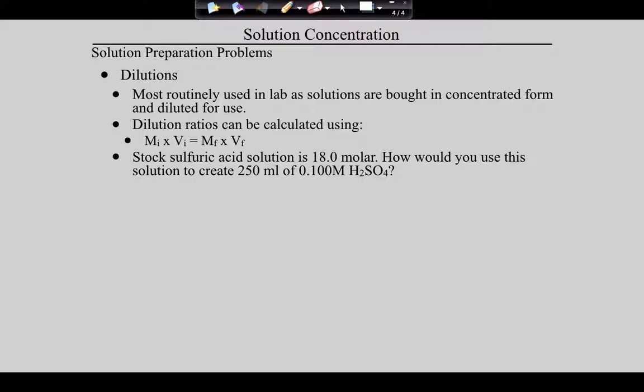Stock sulfuric acid solution, 18 molar. Guys, we actually had a 2-liter bottle of this spill in my lab 9 years ago. It's actually a really sad story.